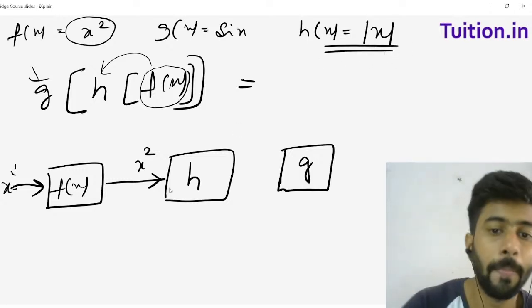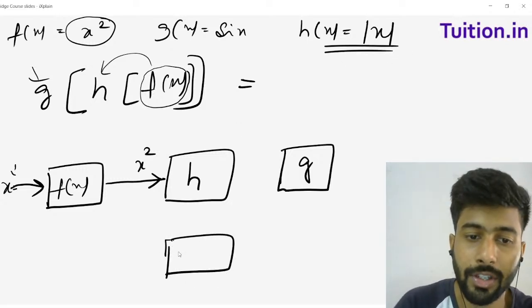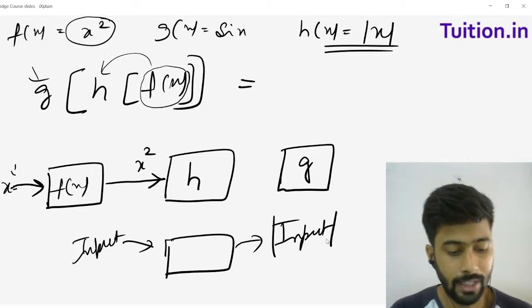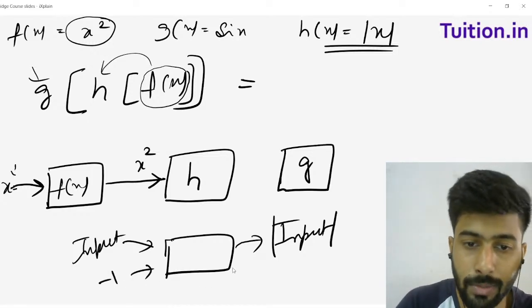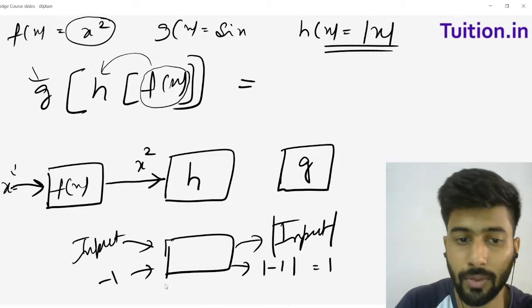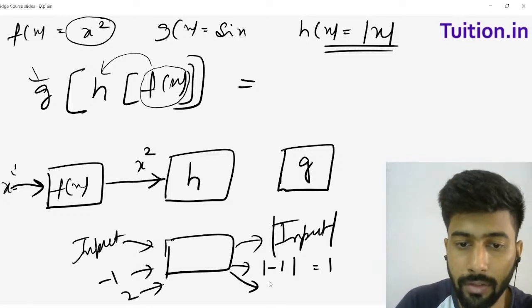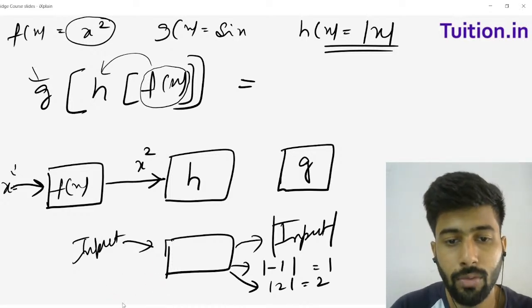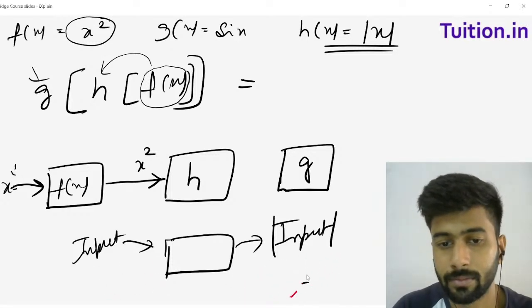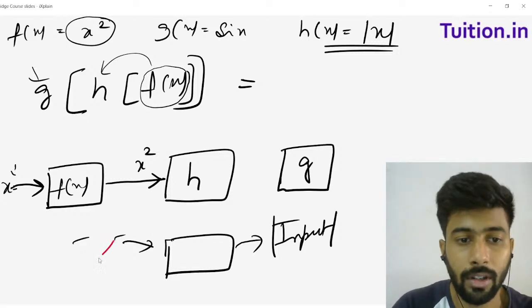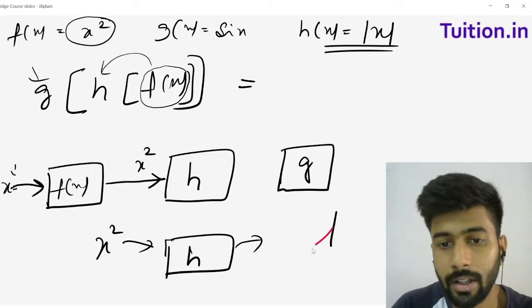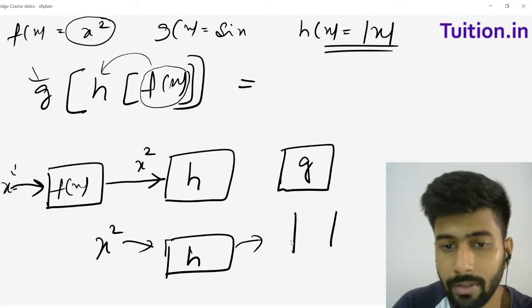h is a simple guy. Again, h knows just one thing. Whatever input comes to me, I have to give the modulus of that input as the output, like the absolute value of that input. If -1 comes to me, I will have to give mod of -1 as output, which is +1. If 2 comes to me, I will give mod of 2, which is 2 only. So if x square is going as input to this h, what will h give me? Mod of that input. So mod of x square.